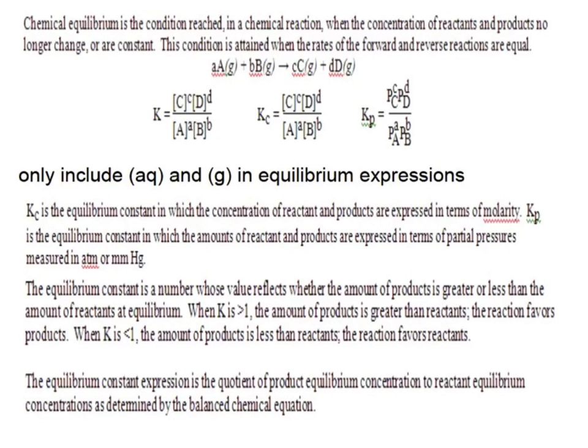So what we have is this equilibrium equation up here. You have your products and your reactants, and then you have your coefficients. To write an equilibrium expression, the only things we care about are aqueous and gaseous species. Any solid or liquid does not go into our expression. Okay, and this is our equilibrium expression. It is going to be product over reactant.